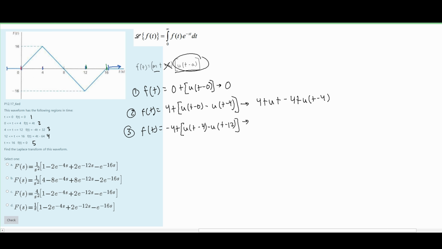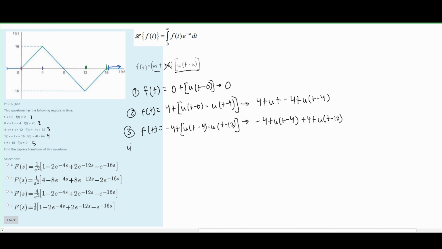Again, we're just using this formula right here. We're only using this one now. We're going to use this one a little bit later. So from here, we're going to have a negative 4t u(t minus 4), and then we are going to have a plus 4t u(t minus 12), and that's because the negatives make it positive.